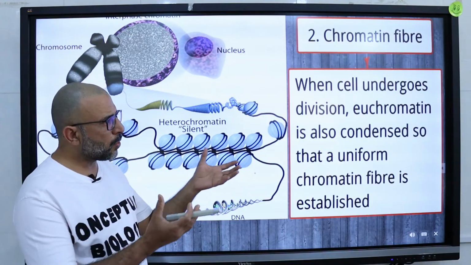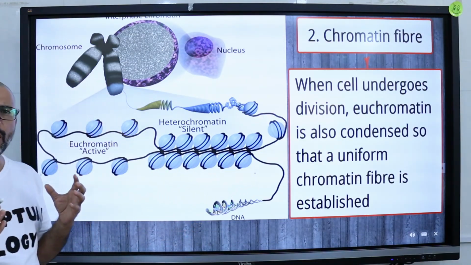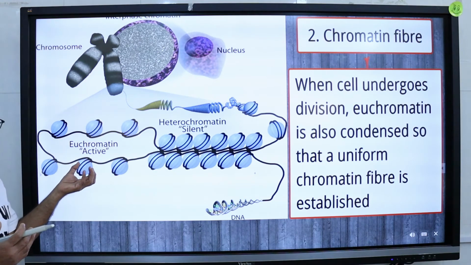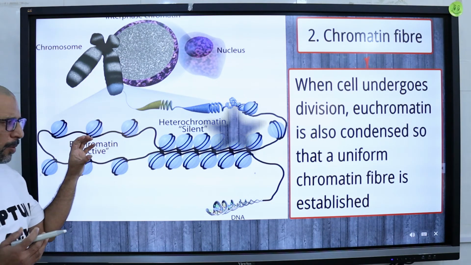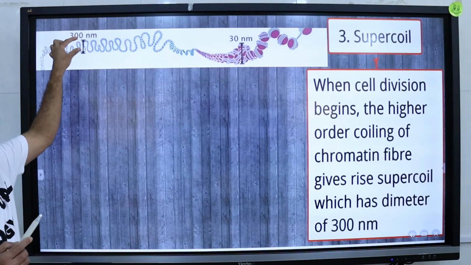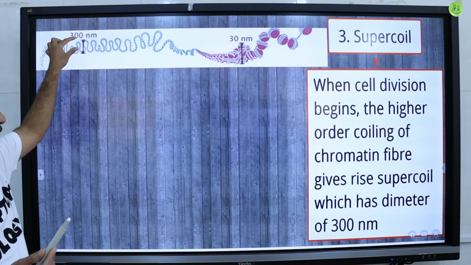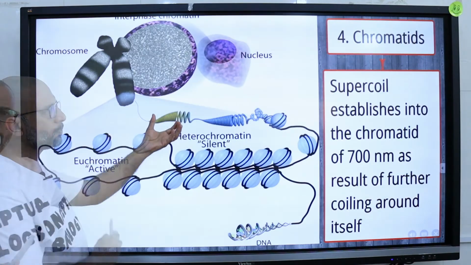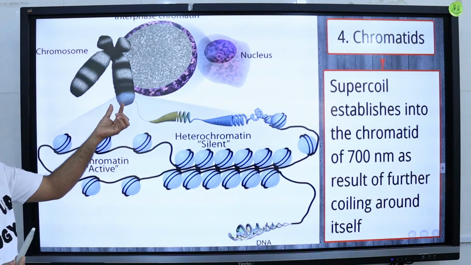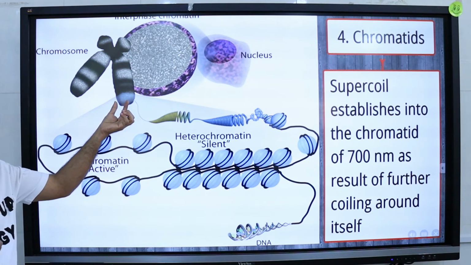When the cell undergoes division, euchromatin is also condensed so that a uniform chromatin fiber is established. This is the region where supercoiling of the chromatin fiber takes place, and its diameter is 300 nanometers. The supercoil establishes into a chromatid with a diameter of 700 nanometers as a result of further coiling around itself.